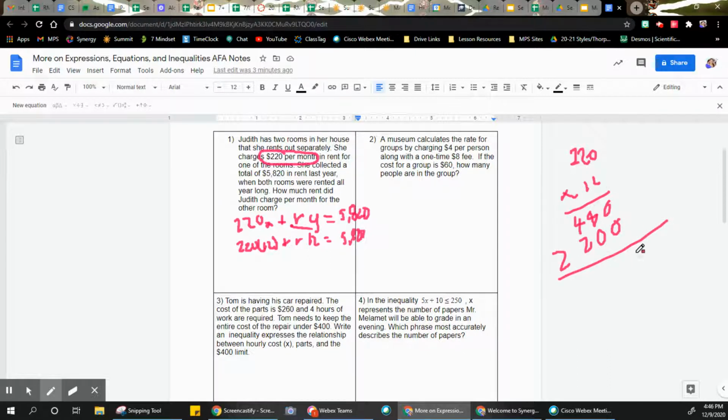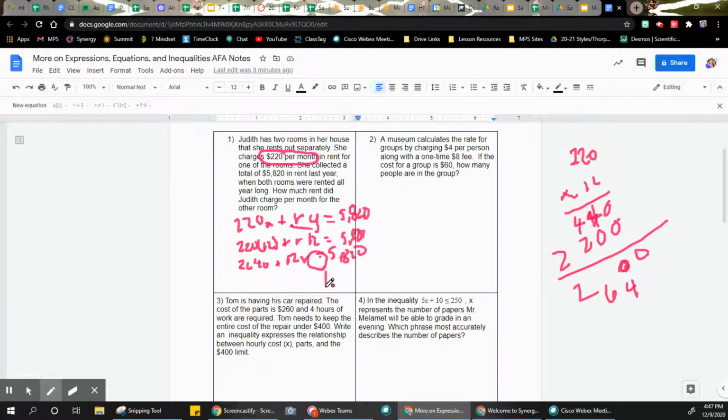Okay, now I'm going to add it up. 0 plus 0 is 0. 4 plus 0 is 4, oops, that's not an 8, that's supposed to be a 4. And 4 plus 2 is 6. Okay, so this room cost us $2,640 for that full year. So now we still need to know what 12r equals 5,820. So now I'm going to solve to get r by itself.